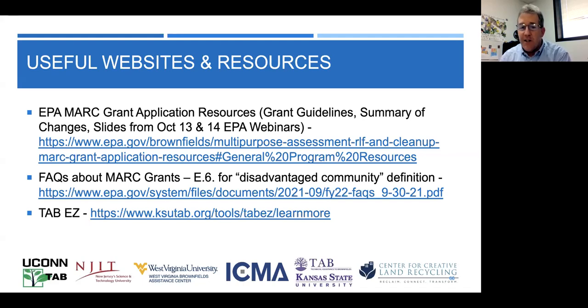For example, this year in section 1.B.ii, outcomes and benefits of reuse strategy, they added a requirement for you to talk about how things benefit disadvantaged communities. That definition is in there. There are so many things in the frequently asked questions. Even if you don't have something specific you're hunting for, it wouldn't hurt just to run through those and see all the things that are in there. Also, I've included the link here for the TAB EZ software tool. Next slide, please.